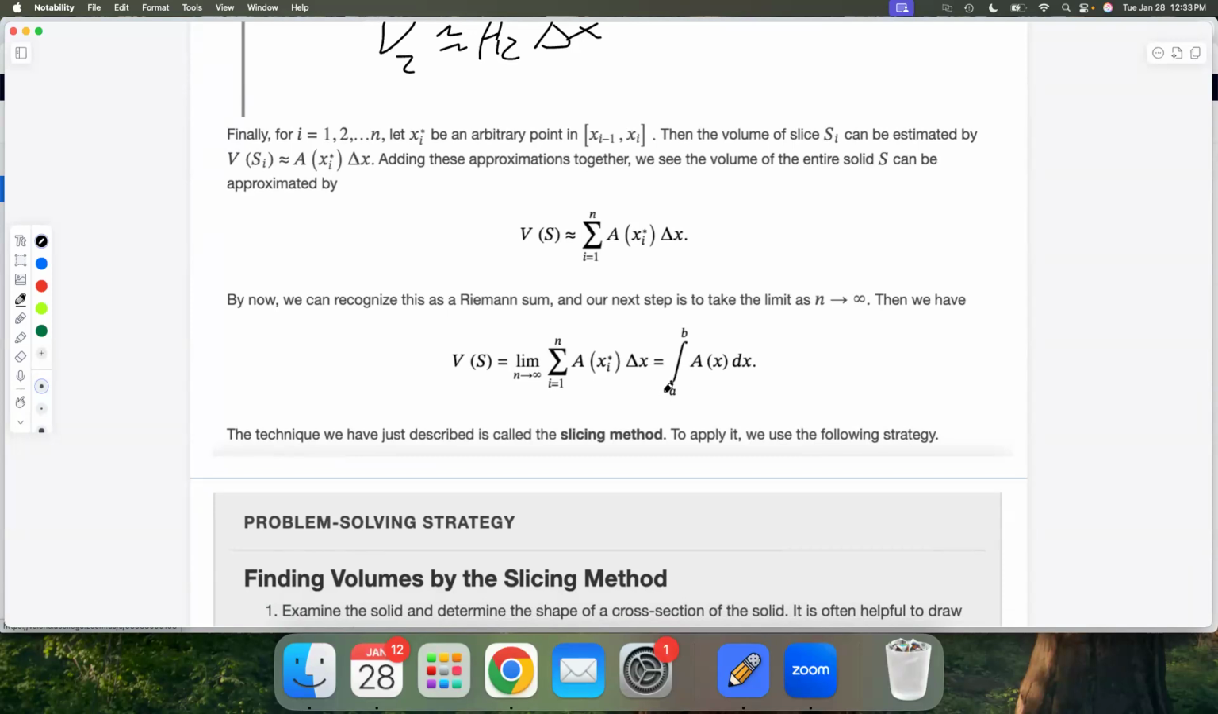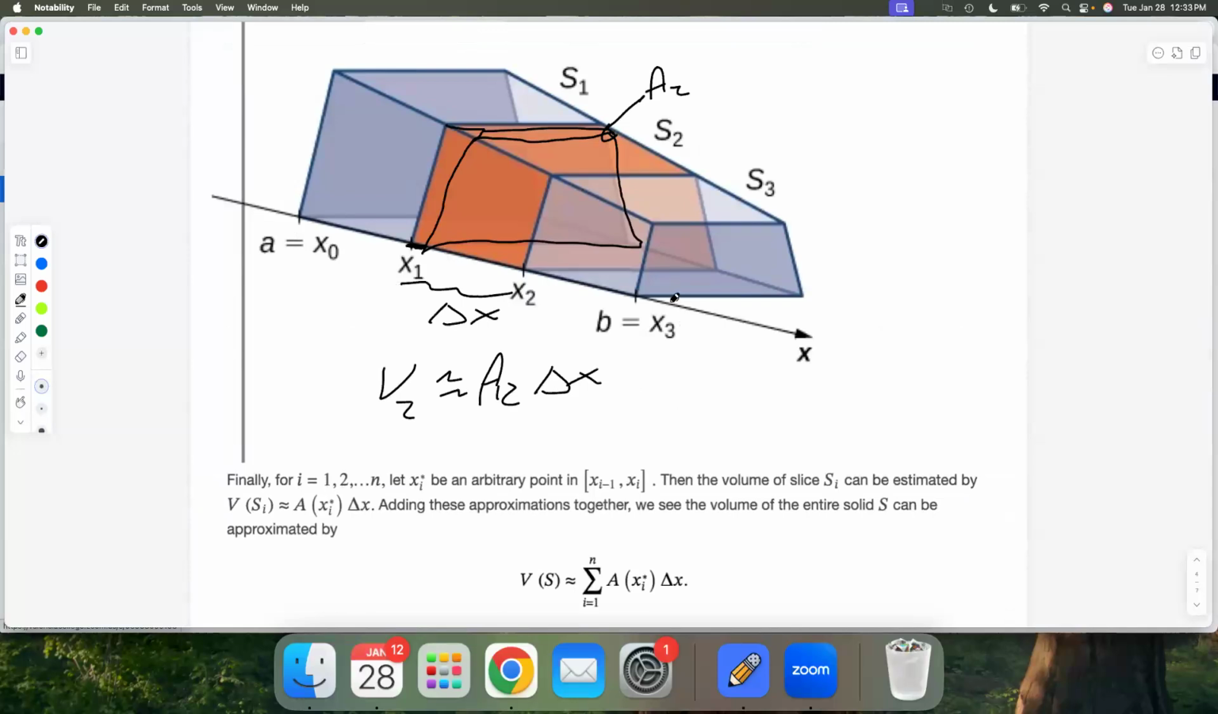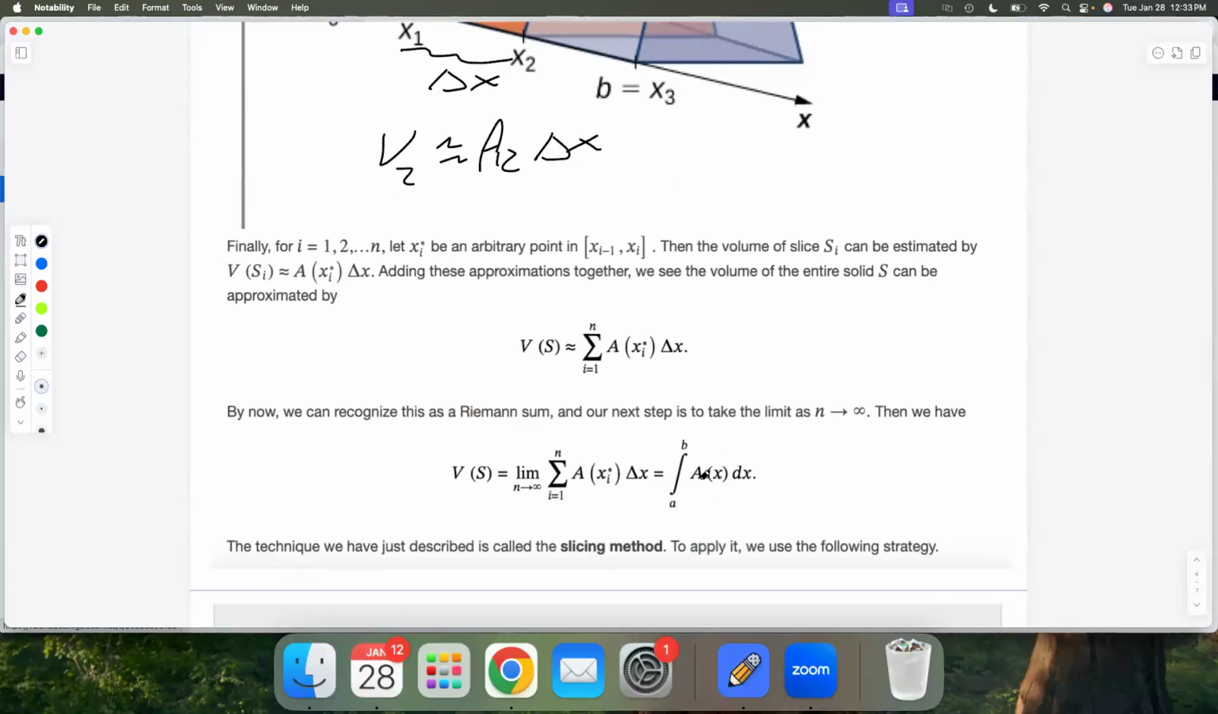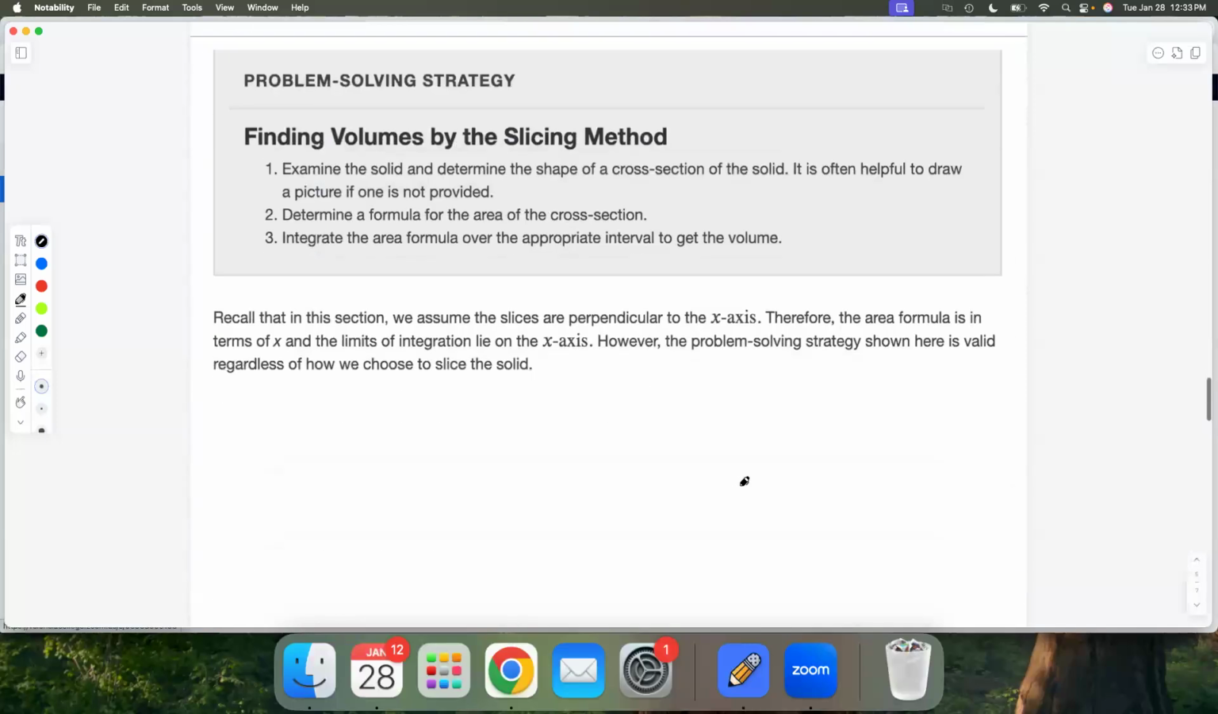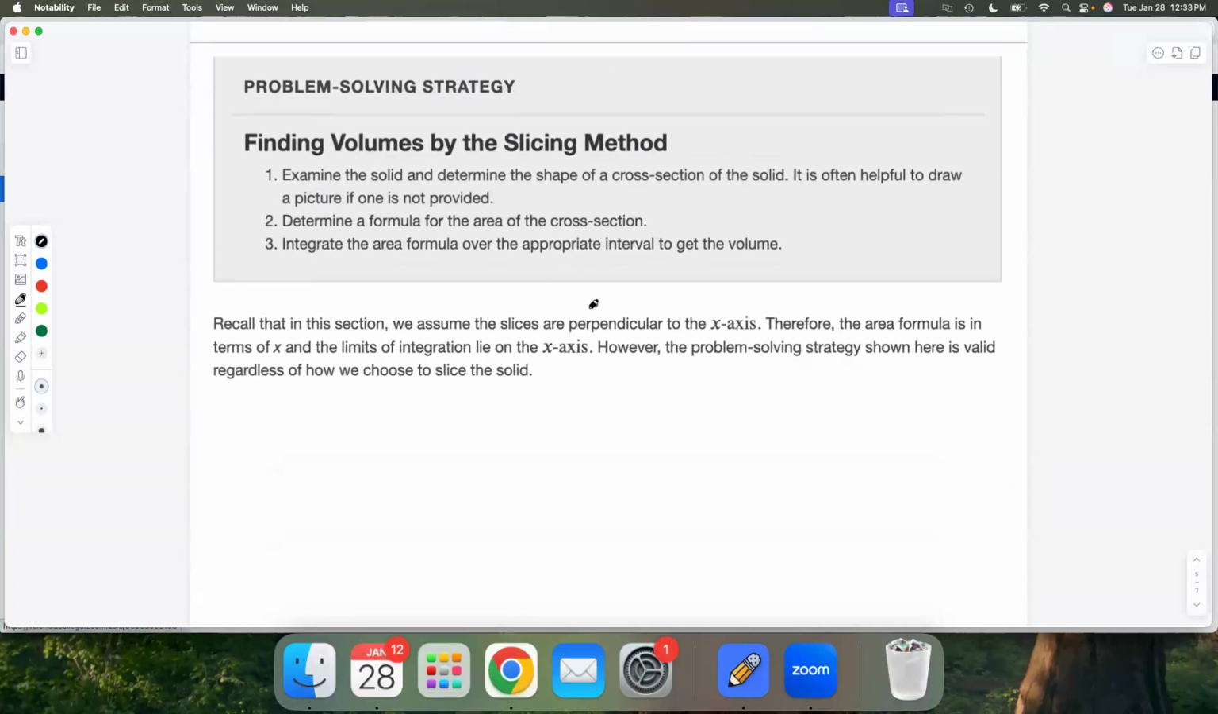The volume will be the definite integral from a to b, from our starting to our ending point, of the cross-sectional area that's a function of x. That's not a times x, that's A of x dx. And this is called the slicing method. So you can read this here.